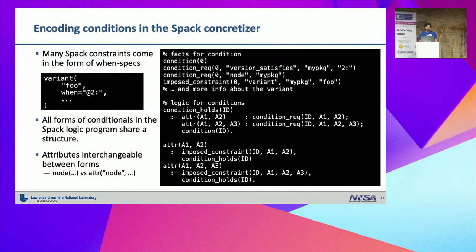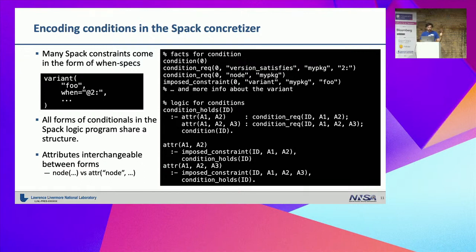So to get to that, I'm going to back up for a second. How do we encode conditions in the Spack concretizer? One of the things that we've done in the logic program that we've written is we have a generalized way of writing conditions. Lots of things in Spack are conditional. Todd talked about it earlier. We have all these when specs, that we call them that because they come up in the Python as when equals blah, blah, blah. And by encoding them with a shared structure, we've made this much easier to reason about, and easier for us to maintain.